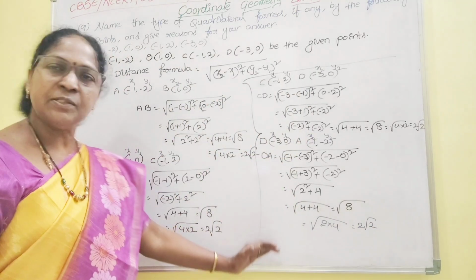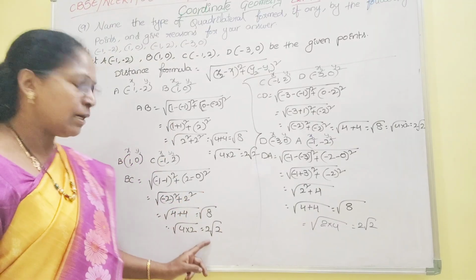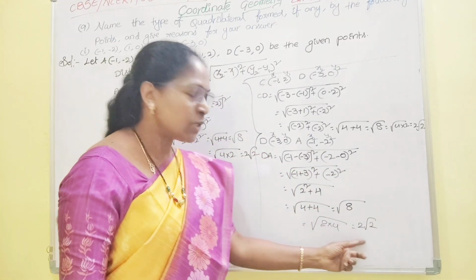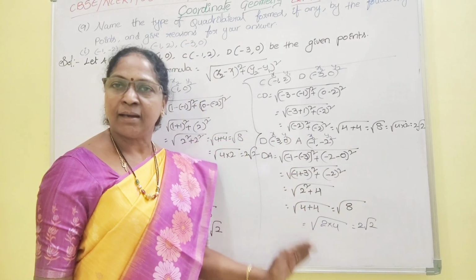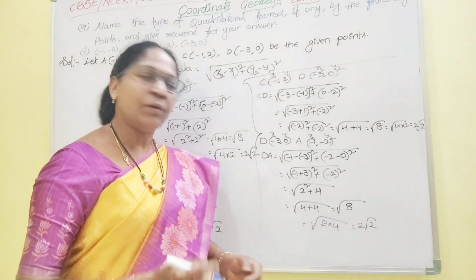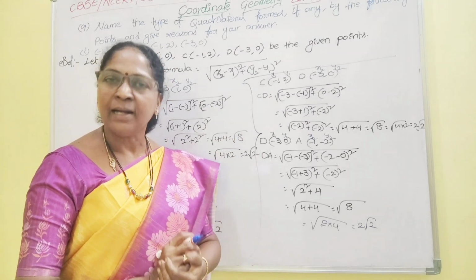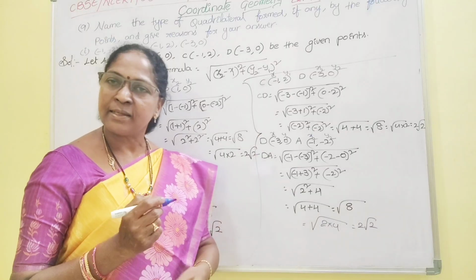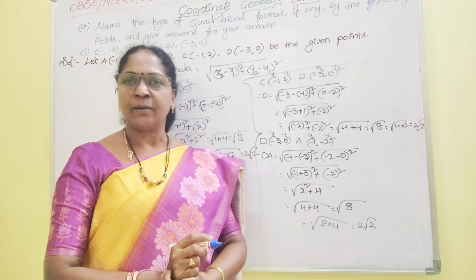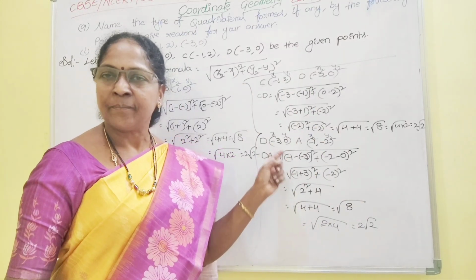Now if you observe these four sides' distance values, AB equals 2 root 2, BC equals 2 root 2, CD is also equal to 2 root 2 and DA is also equal to 2 root 2. That means these four sides are equal. Then we can understand it may be a square, and two more values we have to find out. Those two are diagonals, where AC and BD are the diagonals. If those two diagonals are also equal, then we can conclude that yes, these four given points form a square. It is a square figure.